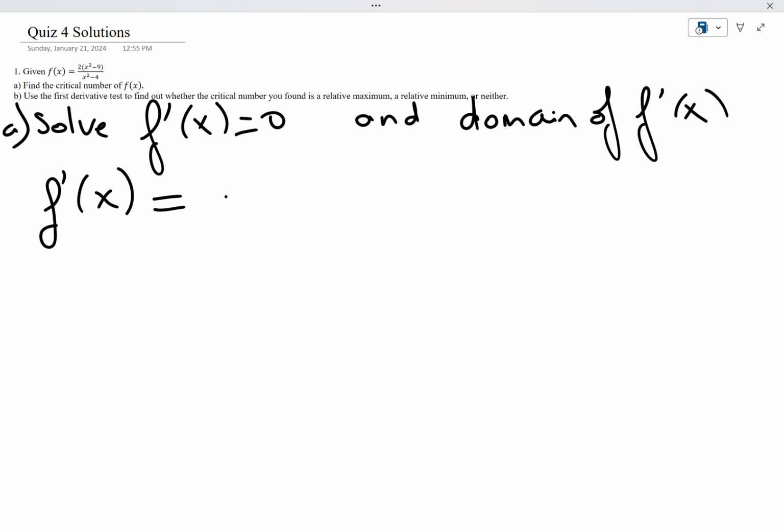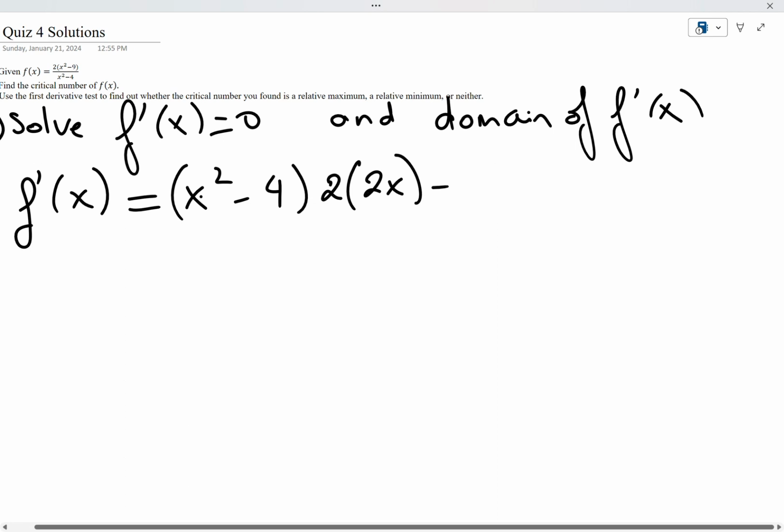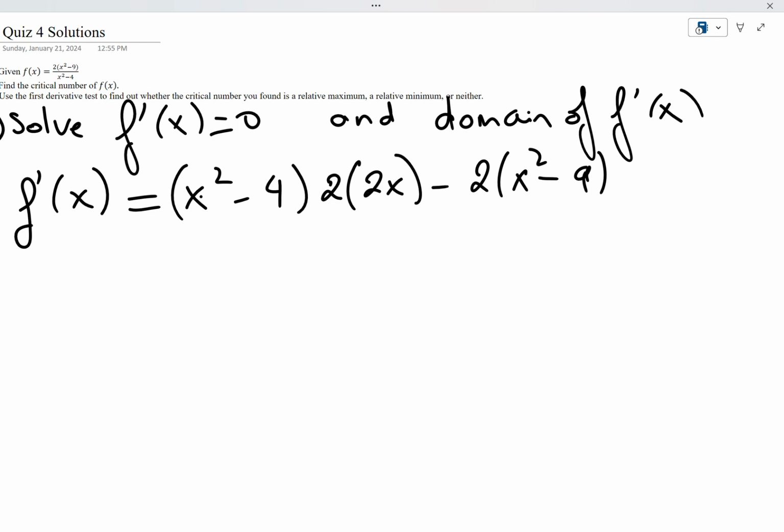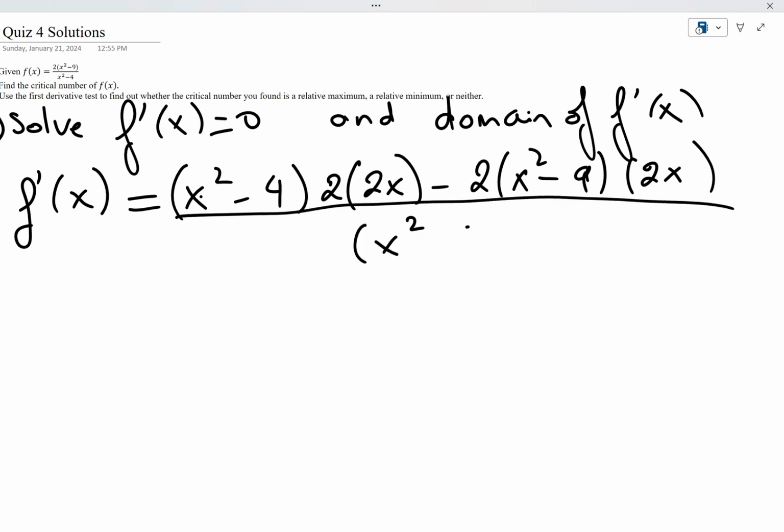So it's low d high, so the derivative of the top, so it's 2 times x squared minus 9. The derivative of 2 times x squared minus 9 would be 2 times 2x, minus high, so 2 times x squared minus 9, times d low. The derivative of x squared minus 4 would be 2x, over low squared, which is x squared minus 4 squared.